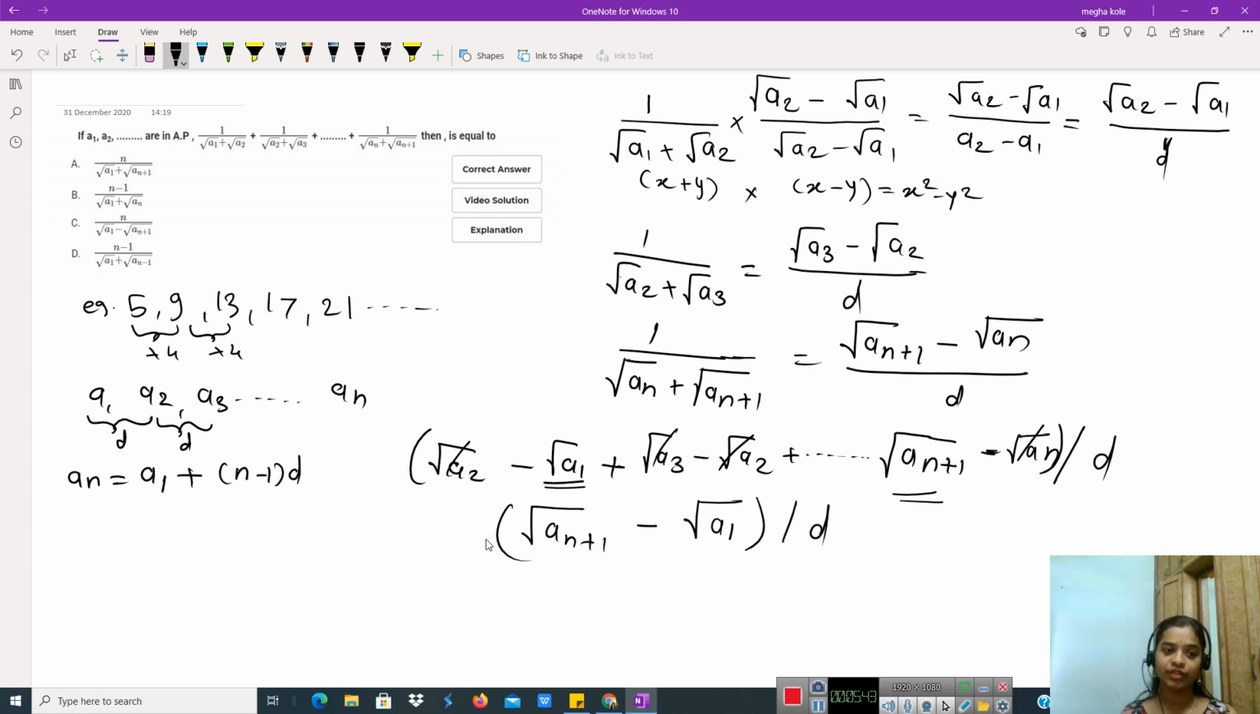upon D. Okay, but if we see, the options given are in the format of n only, so now we have to find the answer in the format of n. We have to do rationalization for this part.